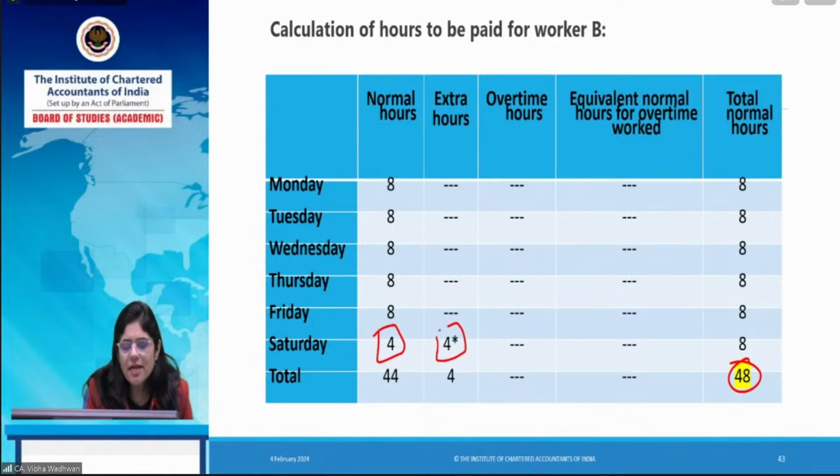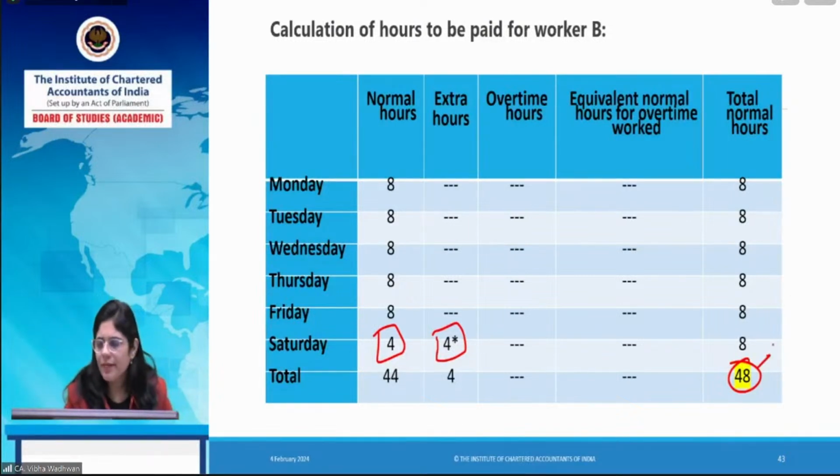Extra hours he has worked for 4, but he will not get overtime. Why? Because overtime you will get only beyond 9 hours. So on Saturday, he will get the normal wage rate for 8 hours only. No overtime, even if he has come on Saturday, because overtime has to start beyond 9 hours. Clear? So 44.